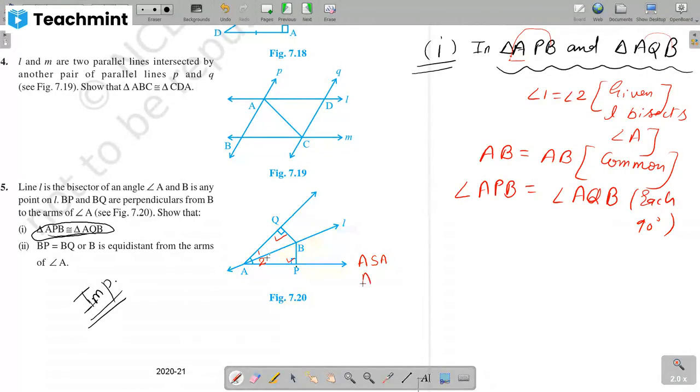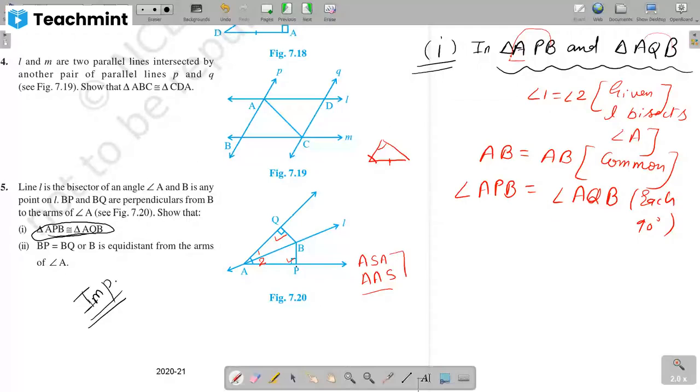Can we use AAS now? Angle, side. They are not in that order. AAS is angle, angle, and this side. But see, angle, this side. Is it correct? And from here, angle, side.